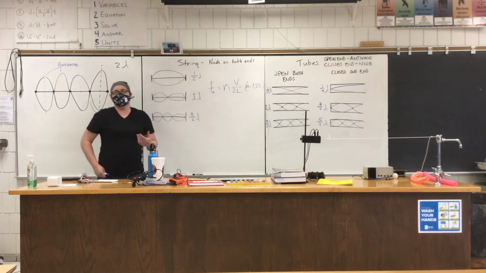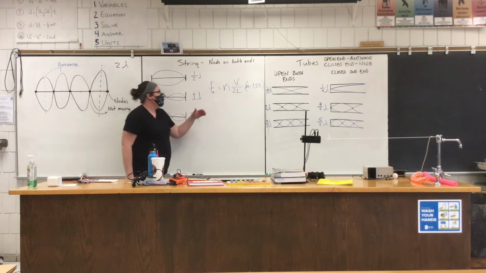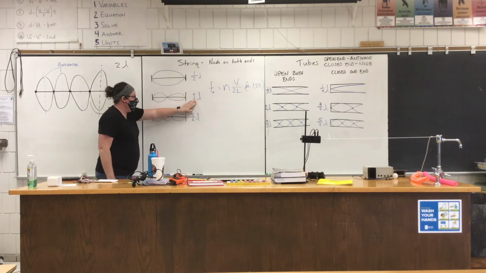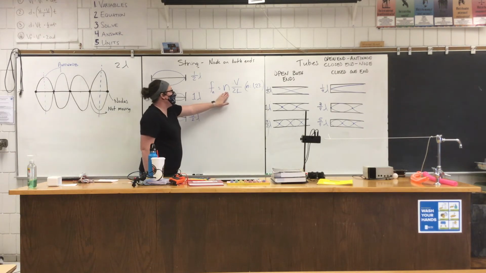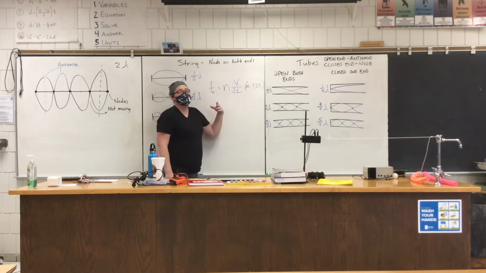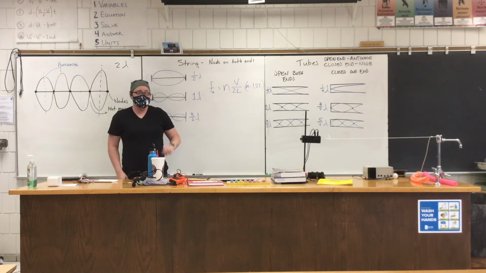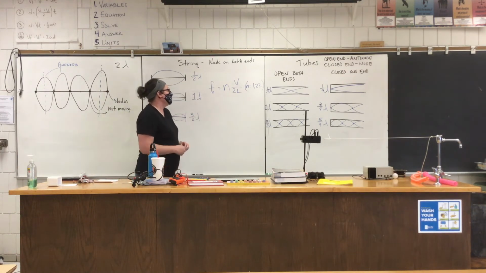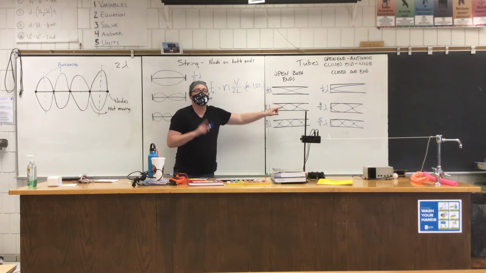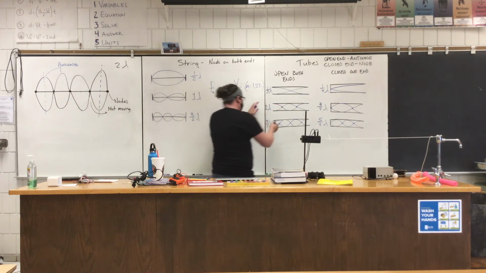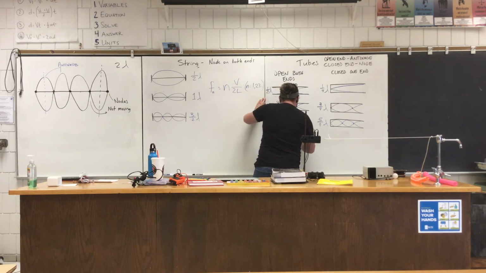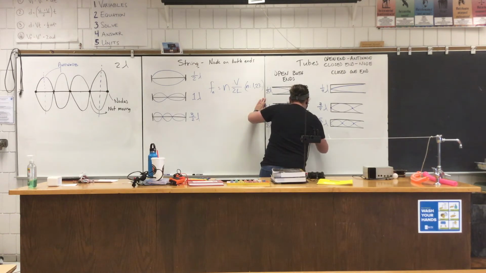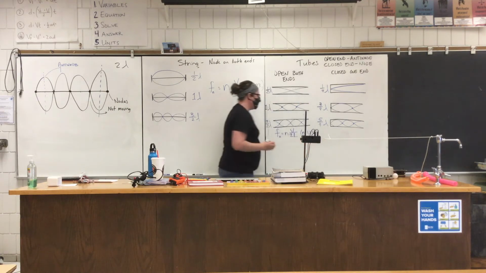So let's look at how this compares numerically. Here we went from a half to 1 to 1.5, we go to 2 to 2.5 to 3, and this was our equation where n could be 1, 2, 3, 4, 5, whatever. Cool. Guess what? This equation is the same here. There is a little difference, and I'll tell you that in a minute. So the same equation holds true. F of n equals n v over 2l, where n is equal to 1, 2, 3, etc.